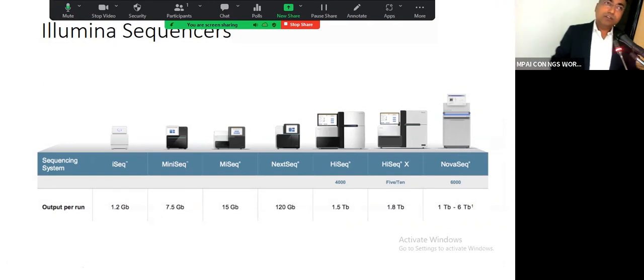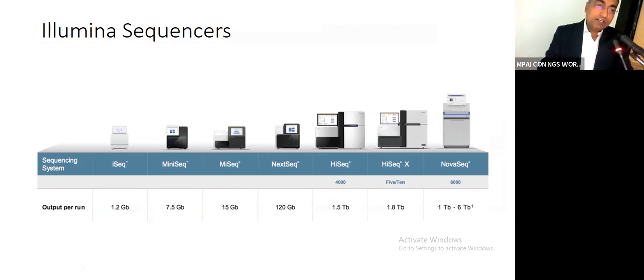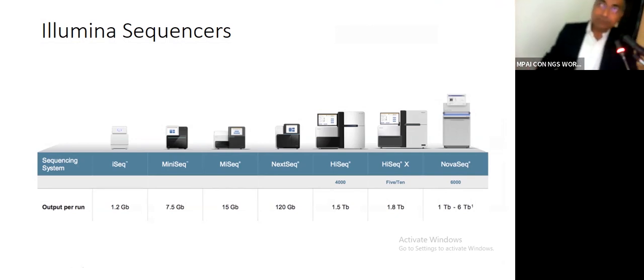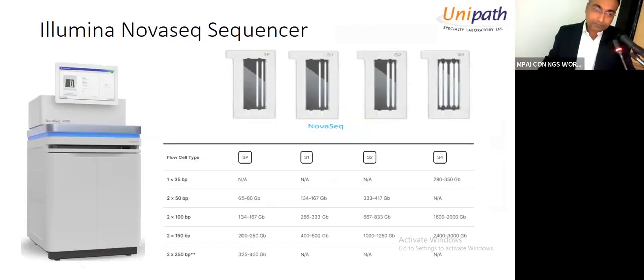So this was the basic principle and how the Illumina sequencers work. And as I mentioned, there are different types of Illumina sequencers: HiSeq, MiniSeq, MiSeq. HiSeq is not there now. NovaSeq and NovaSeq X differ with respect to the output that you get. Depending upon your application, you need to choose your sequencer.